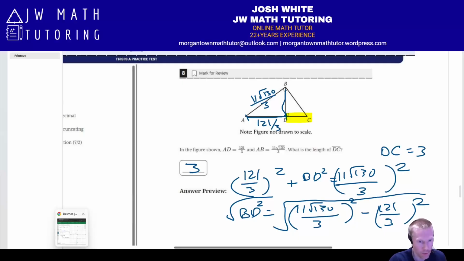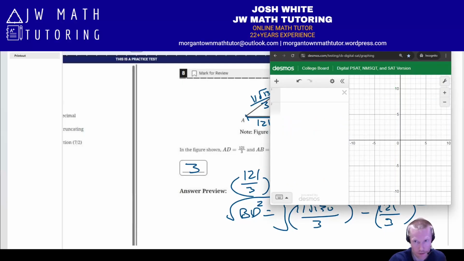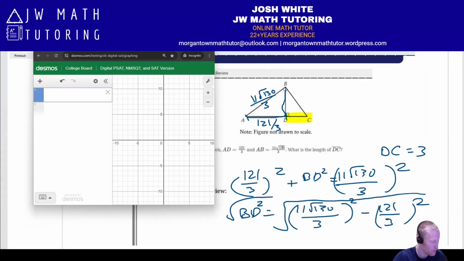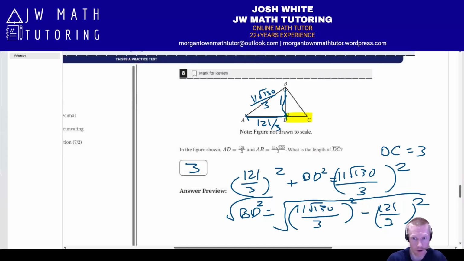So let's go to Desmos and find out what BD is equal to. First thing is I need a giant square root. Then underneath it, I need 11 and another square root, 130, divided by 3. Now I need another parentheses. Okay, so there I have the whole expression typed in: square root of 11 root 130 over 3 squared minus 121 over 3 squared. We get 11. That means BD is a nice integer value of 11.